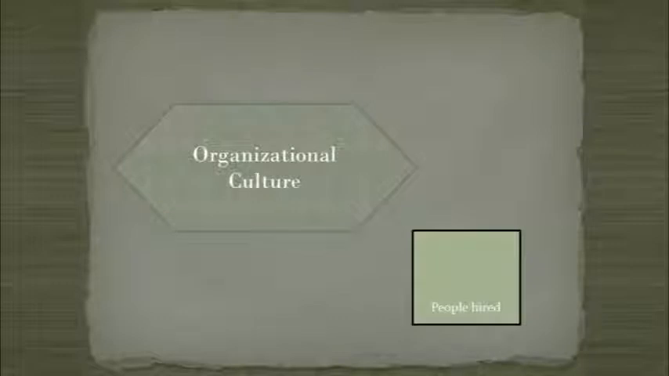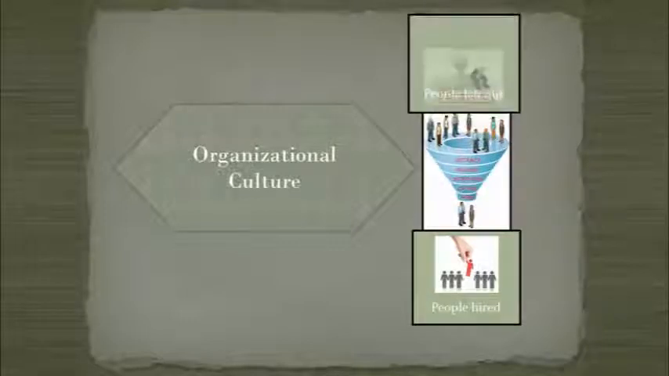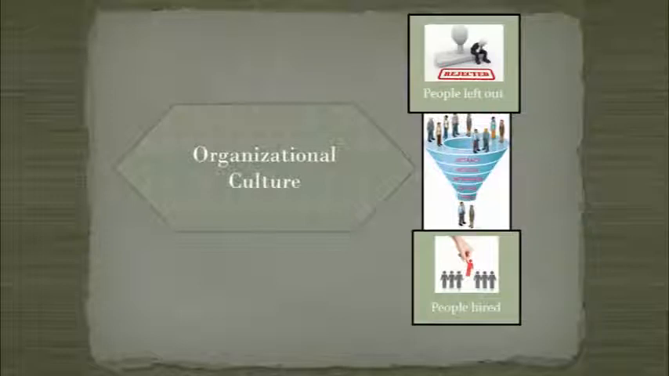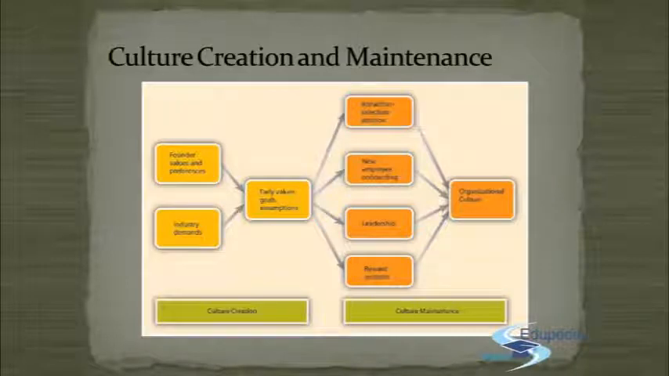Organizational culture determines what types of people are hired by an organization and what types are left out. Moreover, once new employees are hired, the company assimilates them and teaches them the way things are done in the organization. We call these processes attraction, selection, attrition, and onboarding. As you can see in this figure, you can see the attraction, selection, attrition, and onboarding processes.